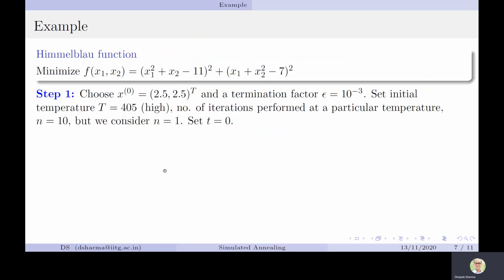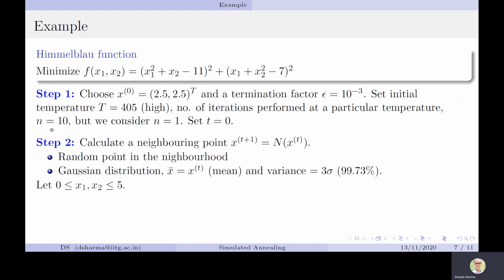So let us begin with the Himmelblau function here. We are starting at a point, say x is 0 here, and the termination condition. For a given problem, let us assume that T equals 405, which is a high value for this particular function. Number of iterations we are taking, say 10 at a particular temperature. But since we cannot perform hand calculation, we are considering n equals 1. And we set t equals 0. But when we perform simulations, we generally keep this small number n a little high.